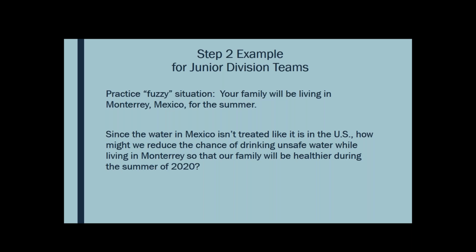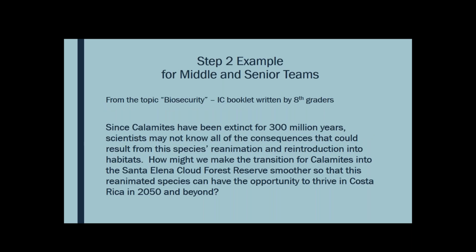Okay, we'll go to the one that is a little more sophisticated for the middle and senior teams. This is what theirs will more likely look like. Since calamites have been extinct for 300 million years, scientists may not know all of the consequences that could result from this species' reanimation and reintroduction into habitats. That's the condition clause. Notice it was pretty long. They used a whole sentence because had they continued on, the evaluator's head would be spinning. They want the evaluator to know that's my clause.